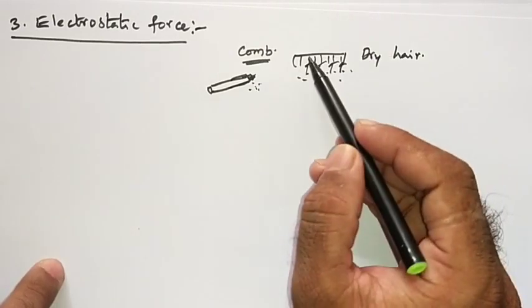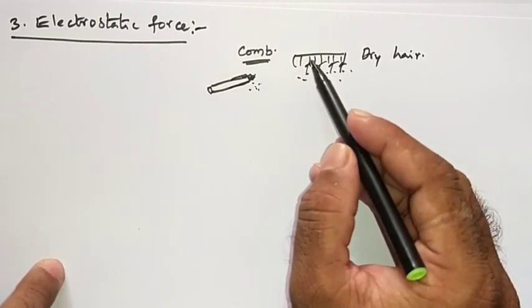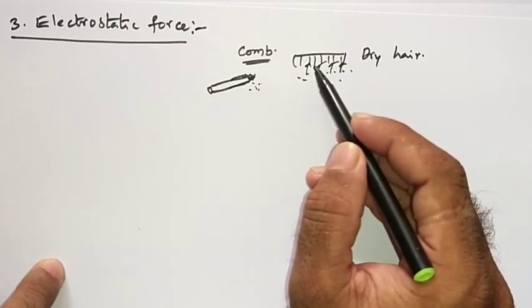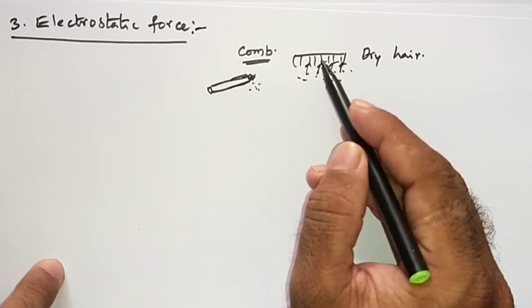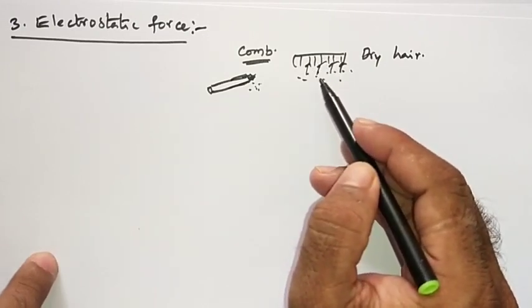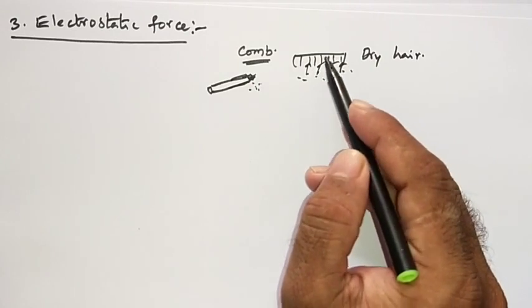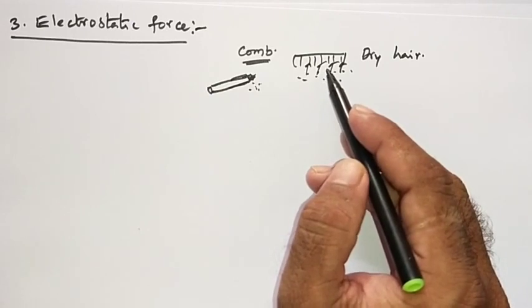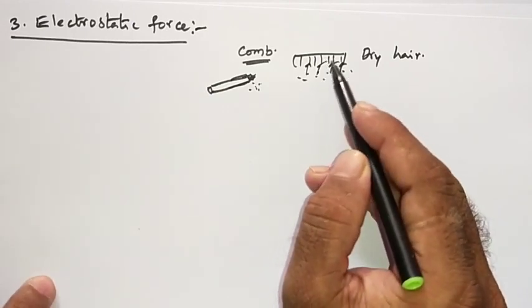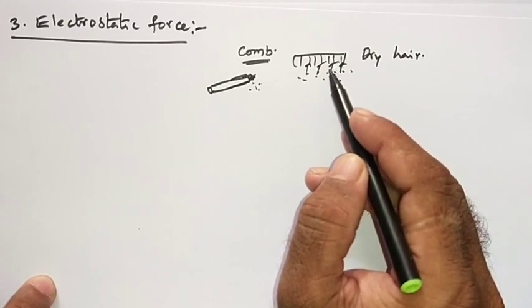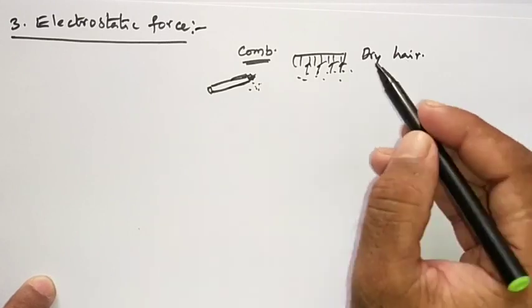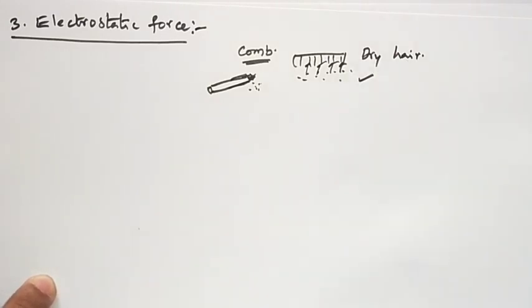Now see here, before rubbing, there is no force between them. After rubbing, the force exists. So is it gravitational force? Gravitational force acts always, even before rubbing, but before rubbing it does not stick to the comb. After rubbing only, it sticks to the comb. That means it is not gravitational force, and not magnetic force, because there is no magnet. So it is some other force, and this is electrostatic force.